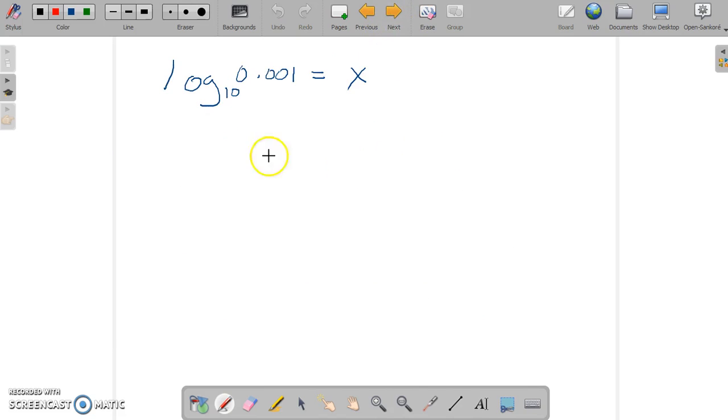This one is going to be a little bit trickier for you, so I'm just going to work through this one with you. Okay? This one is 10 to what power equals 0.001. Now you might have a little trouble with this because this is a decimal and it's a little confusing to you.